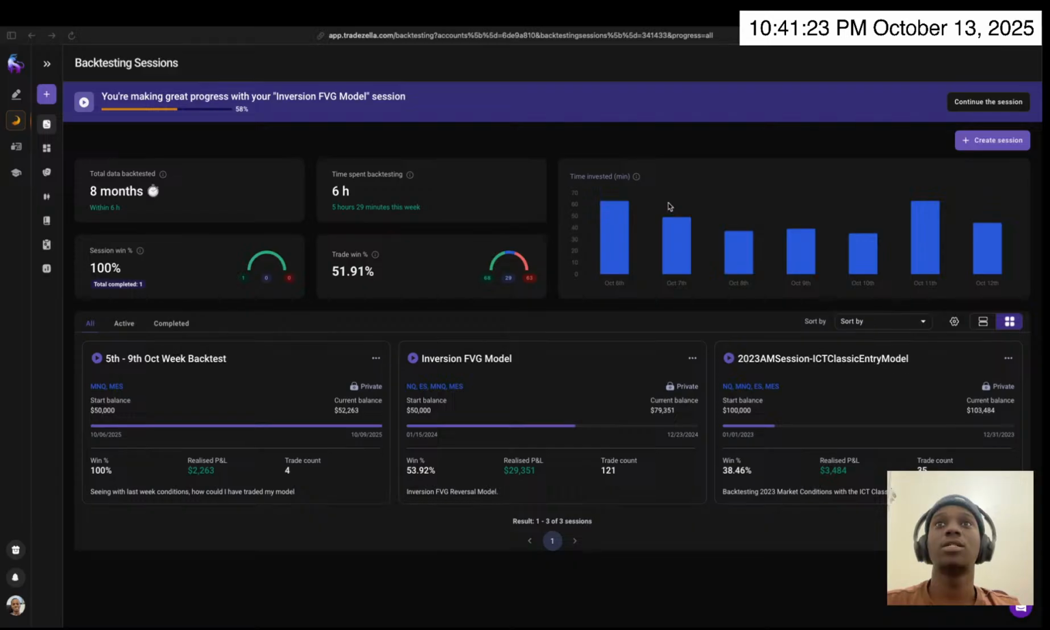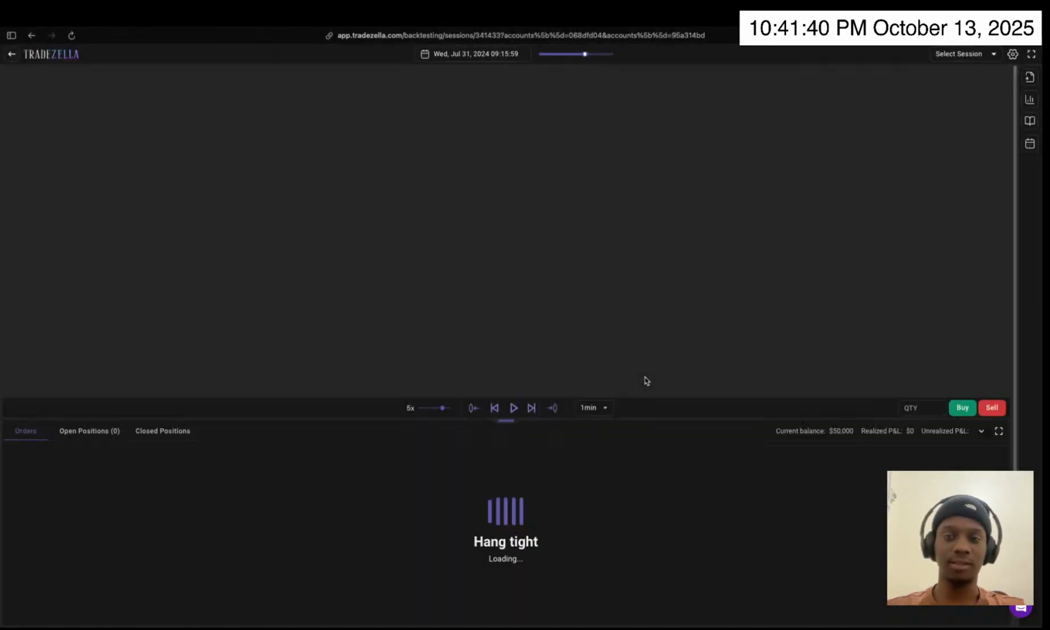Let's get to it. Let's push day 172 of backtesting until I am profitable. Right now we're doing this inversion model. It's really looking good so far.